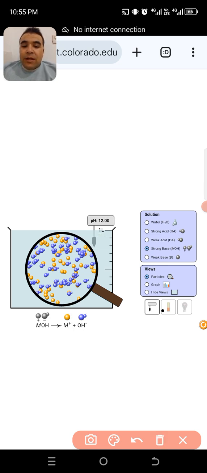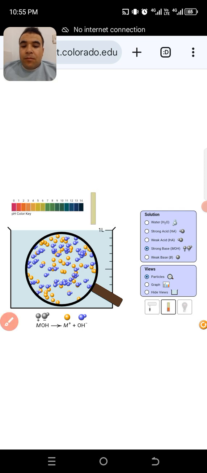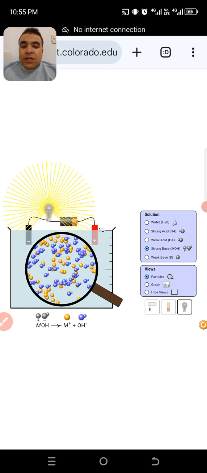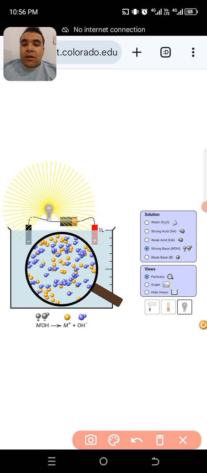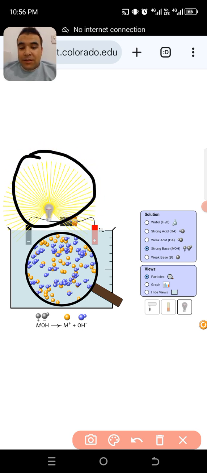If we add pH paper into the solution, you'll get almost the color of 12, something like that, almost 12. So in terms of conducting electricity, the strong bases are strong electrolytes. Like the strong acids, they conduct electricity well, and as you can see, the light sparks as with the strong acids.